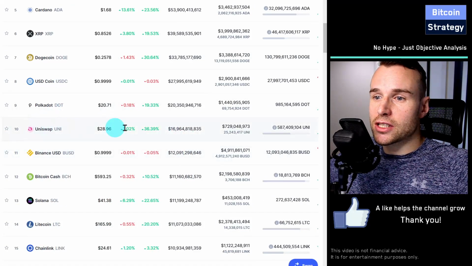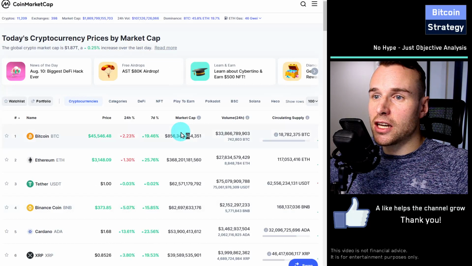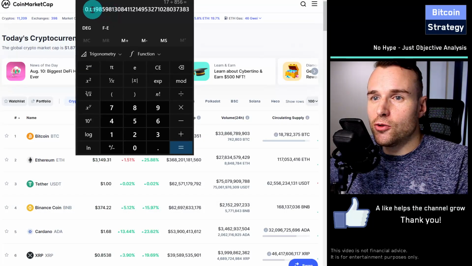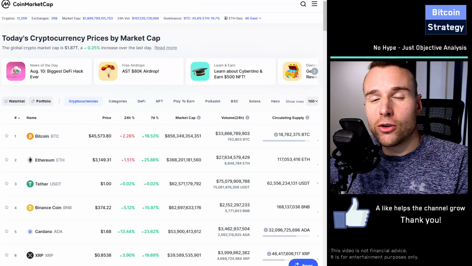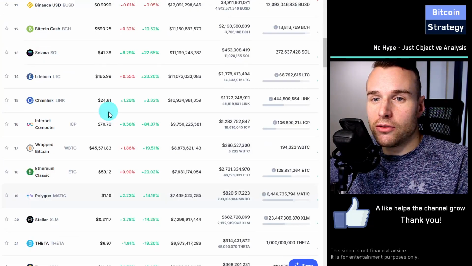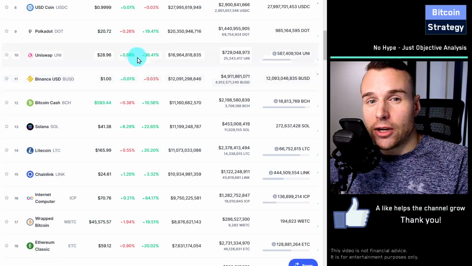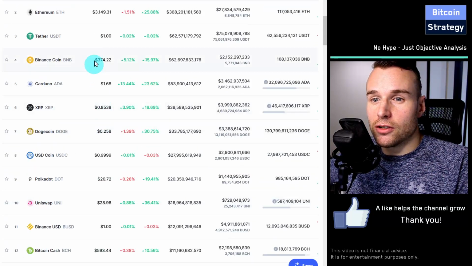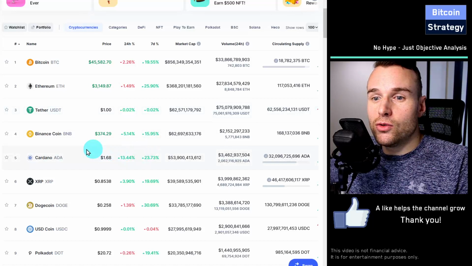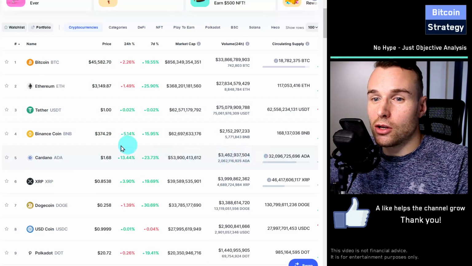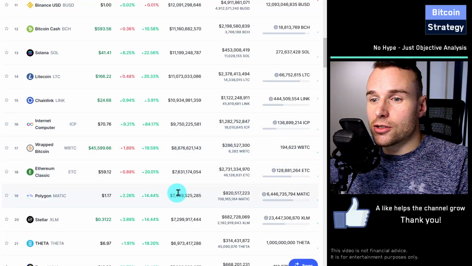Just look at, for example, coin number 10. It has 17 billion of market cap versus Bitcoin 856. So that's only 2% of Bitcoin. So we only go 10 levels down here. We don't even have to go to coin number 100 in that list. We can still be relatively conservative, look at projects that do seem to hold a lot of promise and get into those kinds of coins.